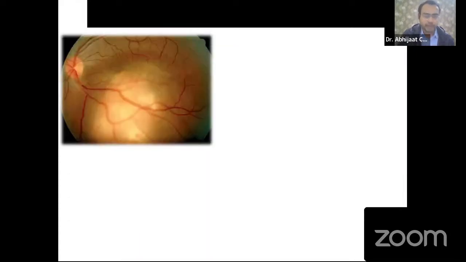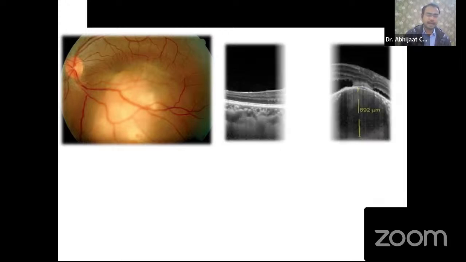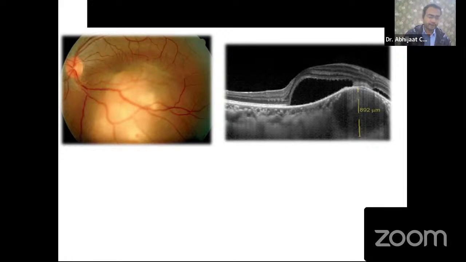Now coming on to another differential, which is a tubercular granuloma. Remember here that it generally occurs with a disseminated infection, and it is very difficult to find a tubercular granuloma without any sort of infection in the body. But in cases of a granuloma, we see a large yellowish subretinal mass, and the vitreous cells might or might not be present. Generally, the study shows that they are absent.